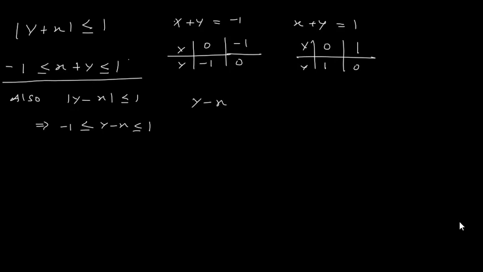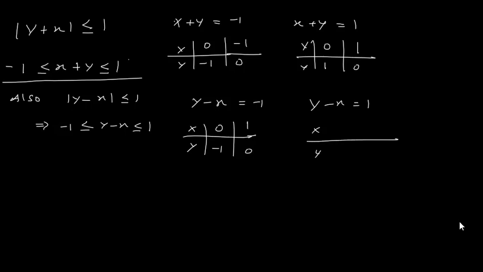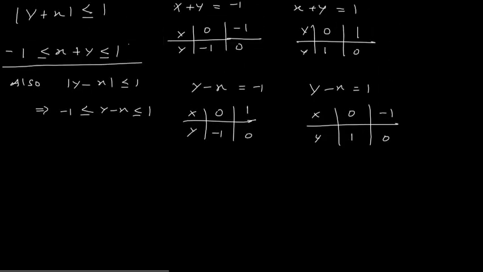Like that, y - x = -1. If I take x as 0, I get y as -1, and when I take y as 0, I get x as 1. And finally, y - x = 1. When I take x as 0, I get y as 1, and when I take y as 0, I get x as -1. Now I am in a position to plot the graph.